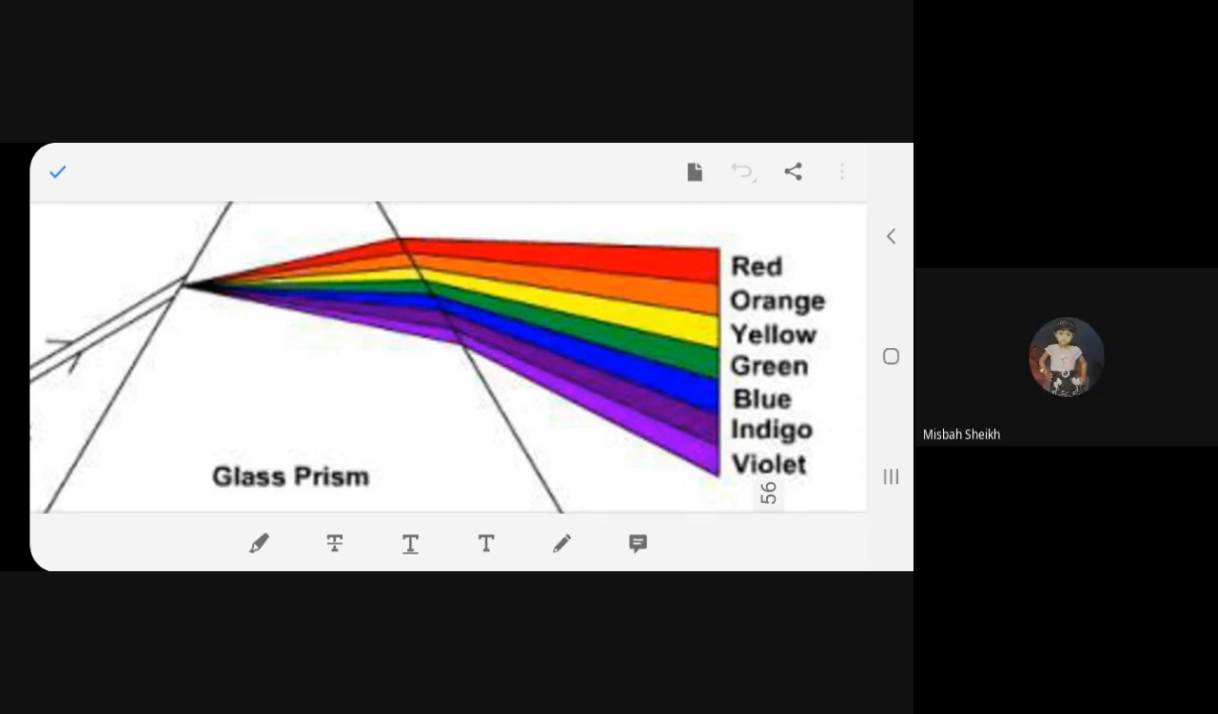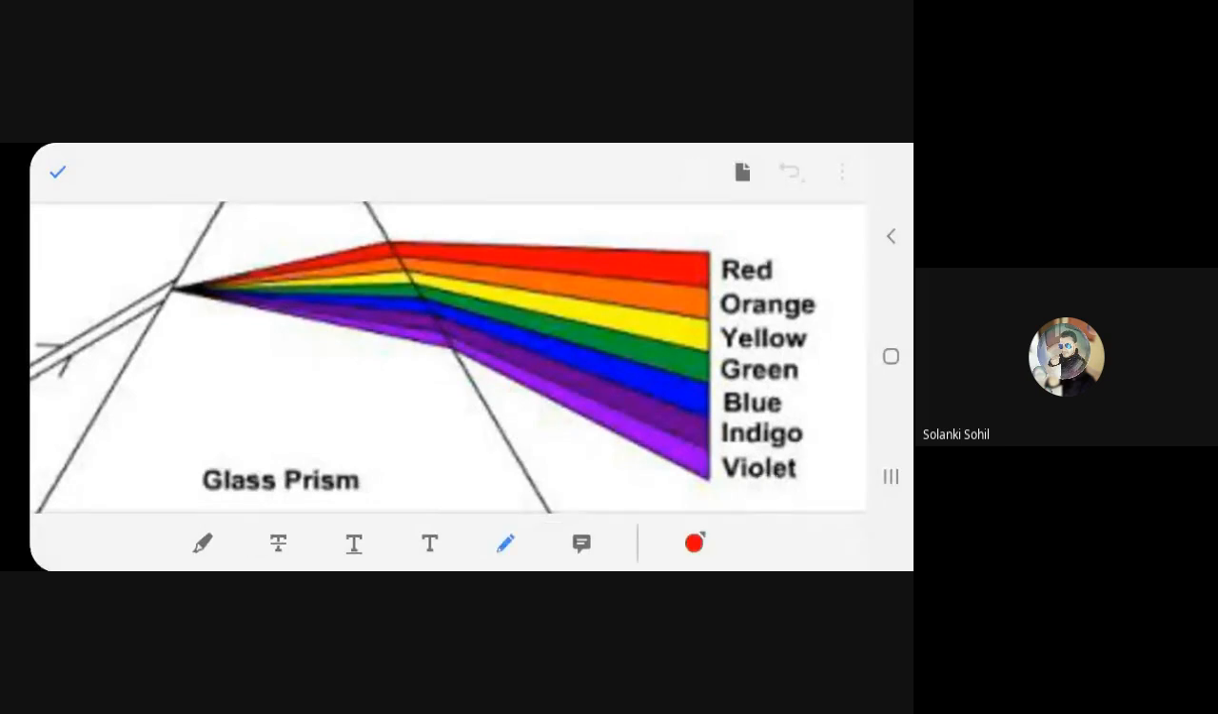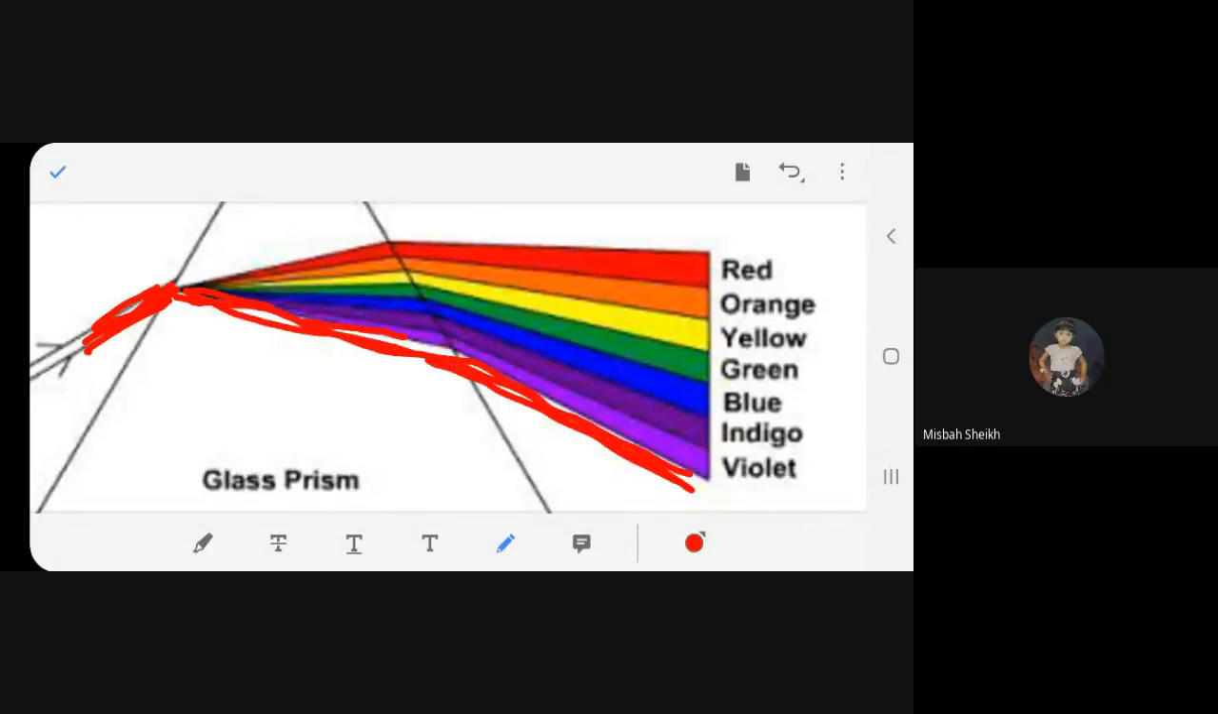Red. Red is bending the most. Blue. Hope you have understood the question that I've asked? Violet. It's violet. It's the maximum. See, this is the light. Can you see this? This is the light. Yes or no? And it is bending where? The most is here, beta. So violet is bending the most. Can you see?